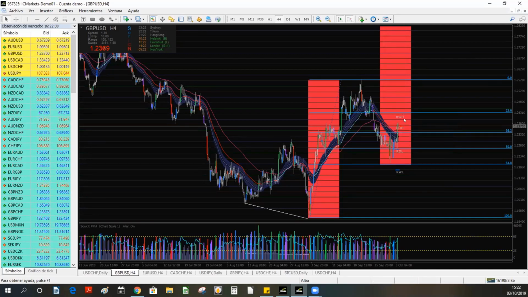And everybody manage the position, please. If the price goes over here, 1.257, 1.258, close partially, yes or yes, and adjust the stop loss. The stop loss should be over here, below 61.8, 1.228. It could be great.